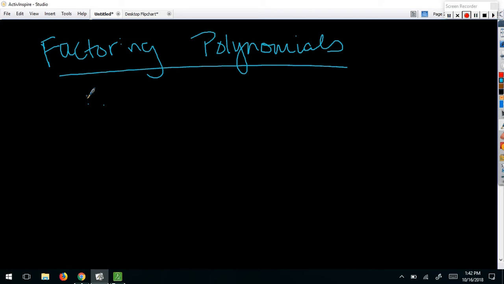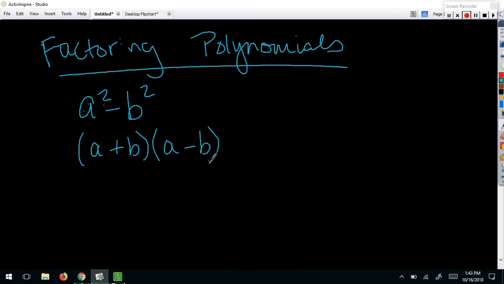Specifically, the special patterns: we had a difference of two squares, where if we had two things that were both perfect squares, how did we factor them? A plus B times A minus B, okay?